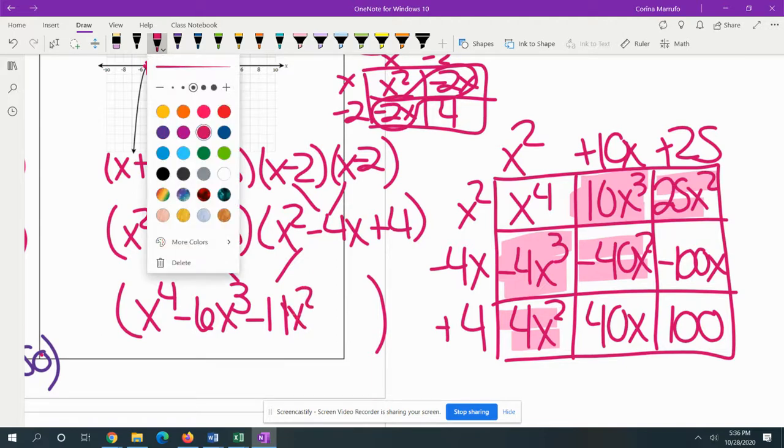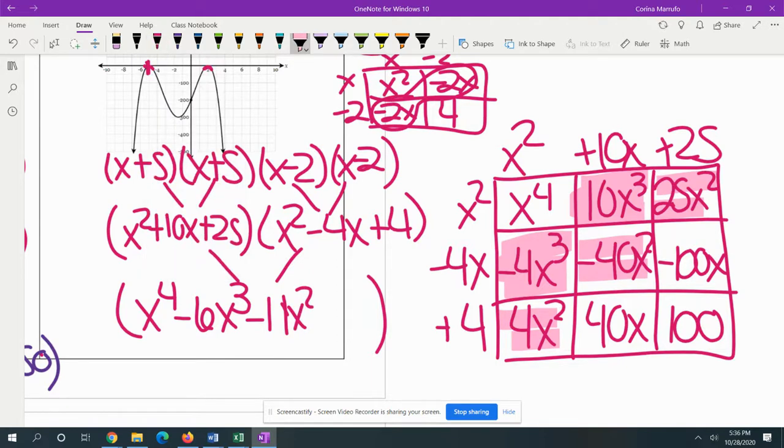And then next here I have 40x and negative 100x together. That gives me negative 60x. Let me give myself enough room. And at the very end, we have the 100 that has nothing else to combine with. Okay, so once you multiply everything, which is what we just did, we move on to the next step.